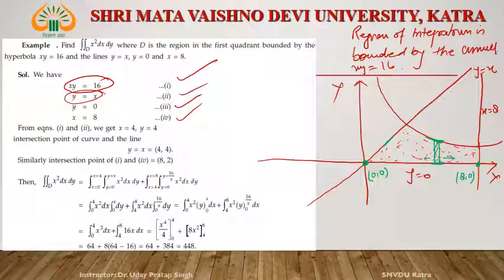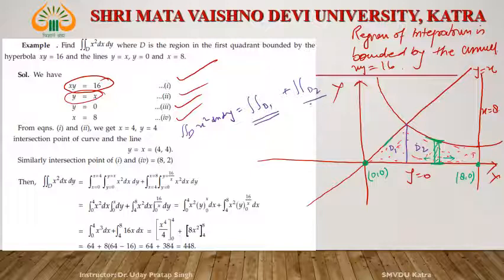Then what will we do? We have to do one thing: divide the region into two parts. This one is the region D1 and this one is the region D2. So the integral of x square dx dy is converted into two parts: the double integral over D1 plus the double integral over D2. So we have to put the limits for each.